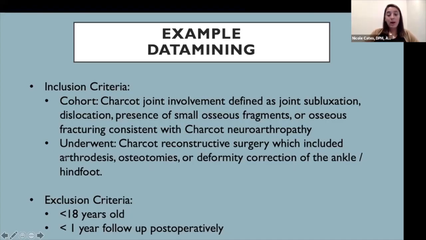And so you could have a list of the ICD-10 codes for Charcot and a list of the CPT codes for the Charcot procedures, and you can match the MRNs to make sure that you're only including the patients that have both of those. And then once you have that list whittled down, you can exclude patients based on their age or follow-up or whatever the other exclusion criteria you have are.